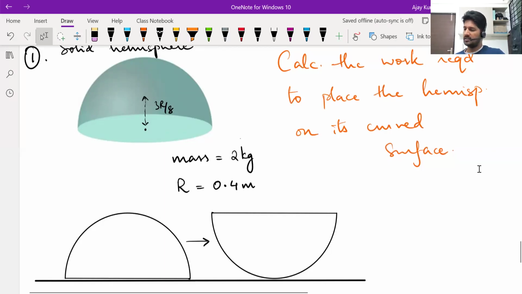Think carefully and solve. I gave you the hint also. Work is transfer of energy. Okay, keep that in mind and solve. Okay, I got one answer as 2 joules. We'll see.